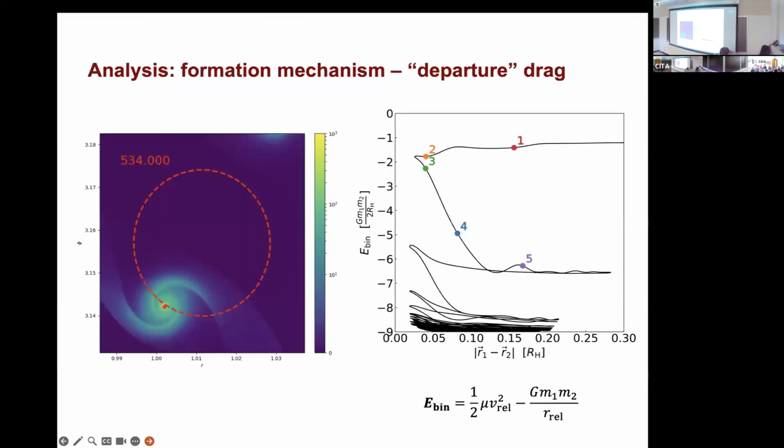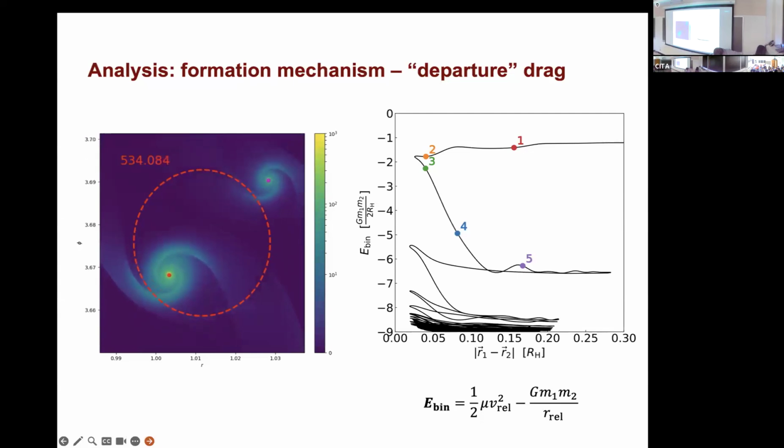Okay, the mechanism of this is basically you look at the orbital energy. Here's the separation between the 2 little black holes. They come from far away from each other, and then they come closer. Not much energy dissipation, and then dissipation. So we call this departure drag. Basically, what's happening is that two mini disks are coming in. They dump a lot of gas in that region, and then when they try to come out, you have a lot of gas drag.